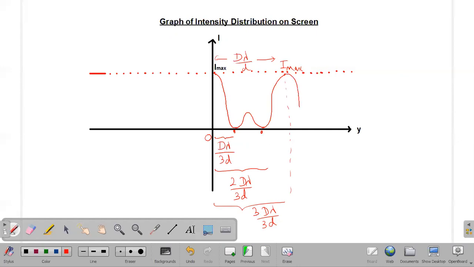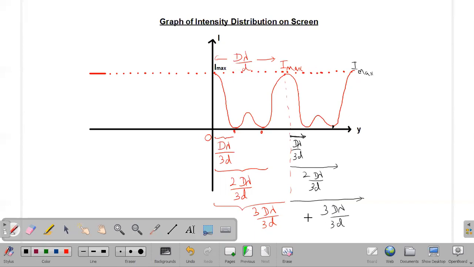So you can repeat this pattern for the next graph. Again, the intensity will drop to 0. It will rise, again drop to 0, and again it will become maximum. You can use the same pattern. From the second maximum, it is D lambda over 3d, then again 0 intensity at a distance of 2D lambda over 3d. And then again maximum intensity, which is at a distance of 3D lambda over 3d. So this is the pattern of intensity in the 3-slit experiment.